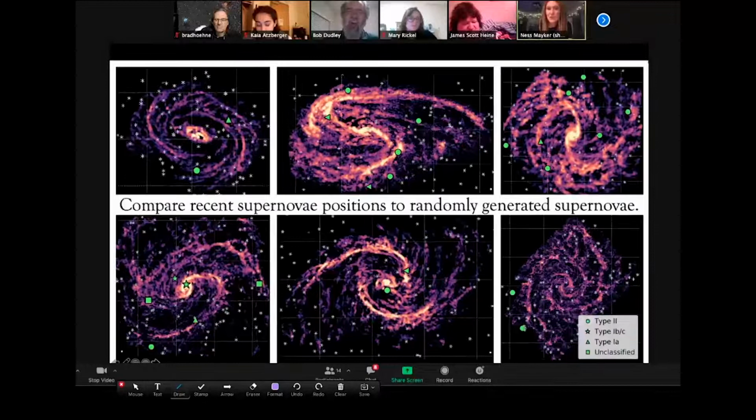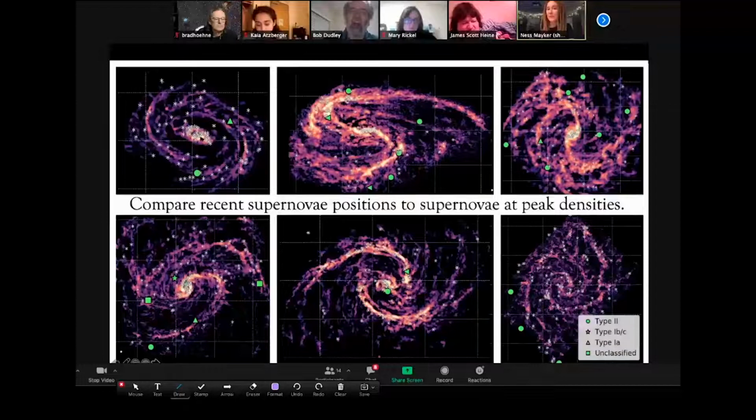And then we use these two models that I showed you for our hypothesis to run statistics on this as well. So we'll look at these randomly generated supernovae, do the same measurements for them, and compare them to the real ones. We see how intense the emission was, how close it was to the nearest molecular cloud. We do this for the randomly generated and for the peak density generated. So if the supernovae are completely unrelated to the molecular gas, we expect to find them more randomly spread out, just like this. And if the supernovae tend to go off in molecular clouds, we would expect to see them more located in these peak regions, like in these models.